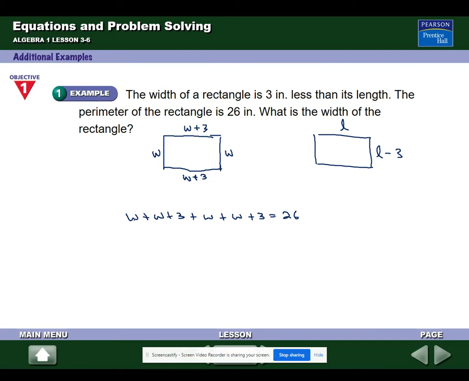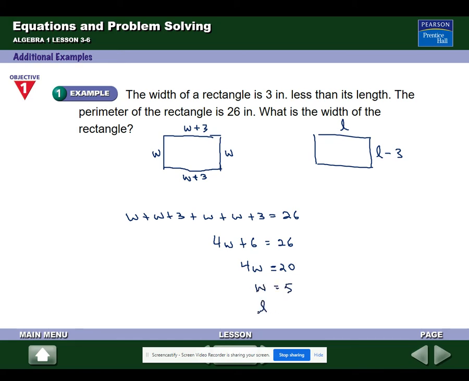Now, I don't care at all if you go ahead and combine those like terms as your first step and you get 4W plus 6. As long as you get it accurate, I'm totally fine with that. As I've probably said in a previous video, never sacrifice accuracy just to save a little bit of paper. But if you can do that accurately, you can start with this equation right here. Then you would subtract 6 from both sides and divide by 4. So the width is 5.